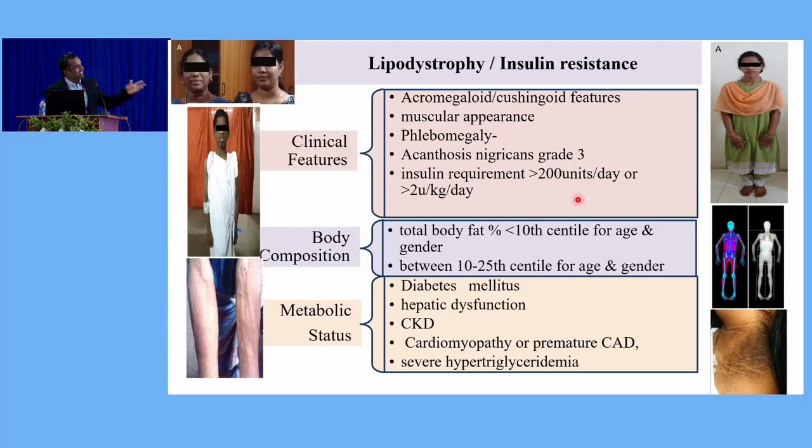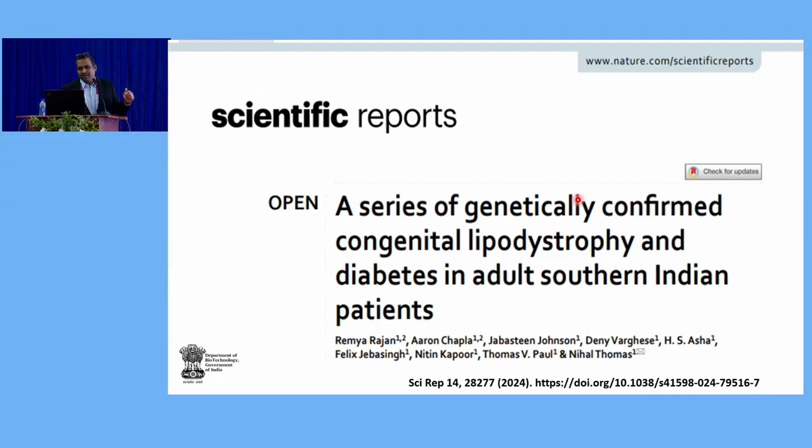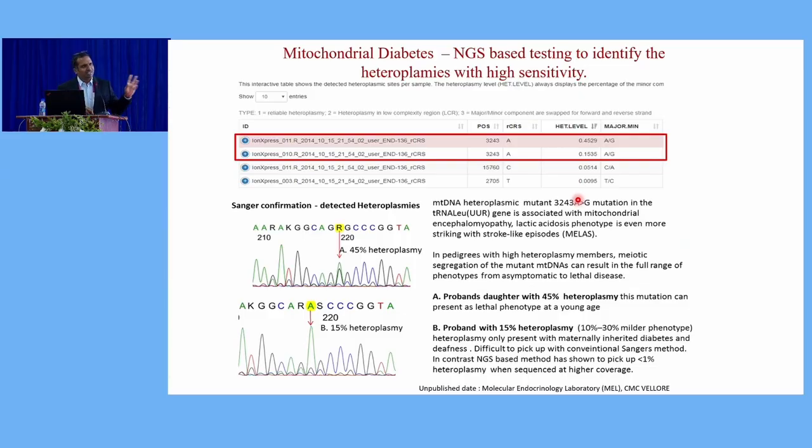With the little time that we have, we've also developed another arm. Initially I showed you lipodystrophy and insulin resistance, and we have a 6-gene panel and have screened quite a number. This is the largest series, published in Scientific Reports. I'm not going to get into the data, but just show you that we are covering as much as possible in diabetes diagnosis, genetic forms of diabetes.